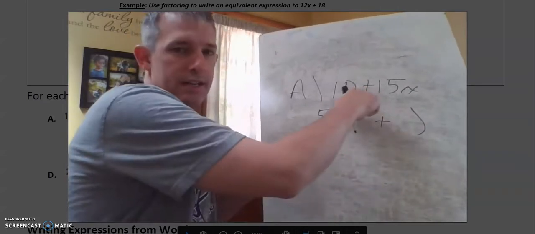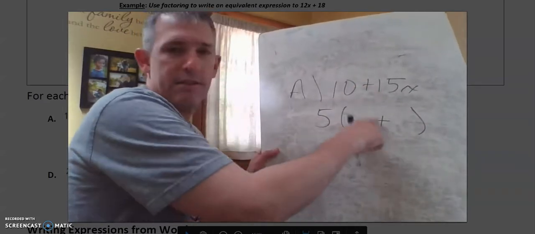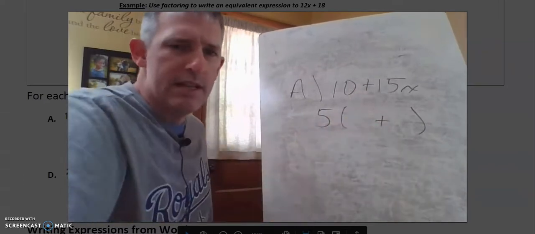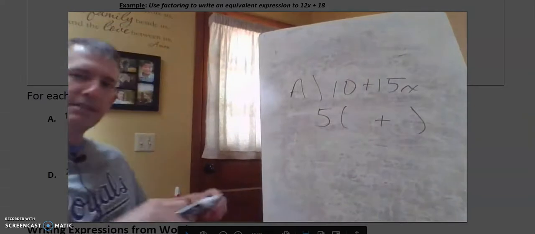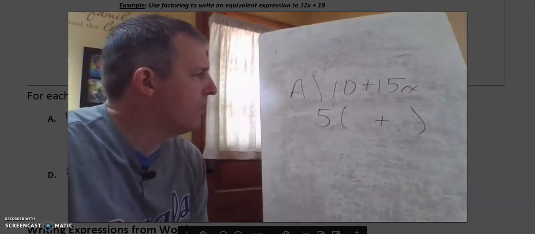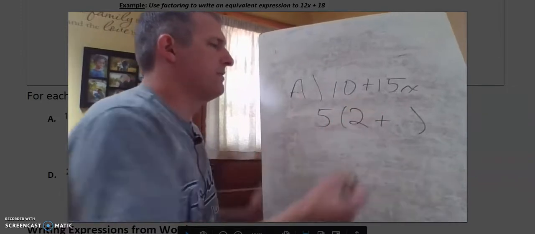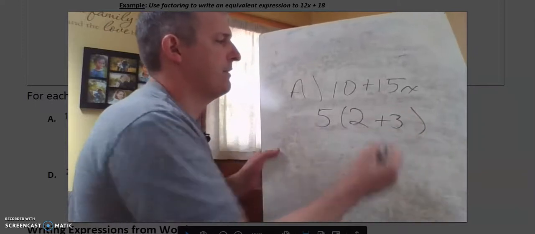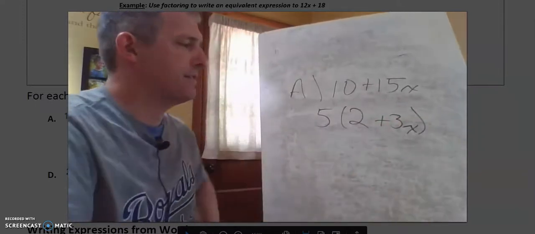And since there's an addition here, I'm going to put addition down here. Now, if this is subtraction right here, I'm going to put subtraction down here. Okay? So 5, so now I need to ask, 5 times what gives me 10? All right? Well, 5 times 2 gives me 10, and 5 times 3 gives me 15, so it's 3x.